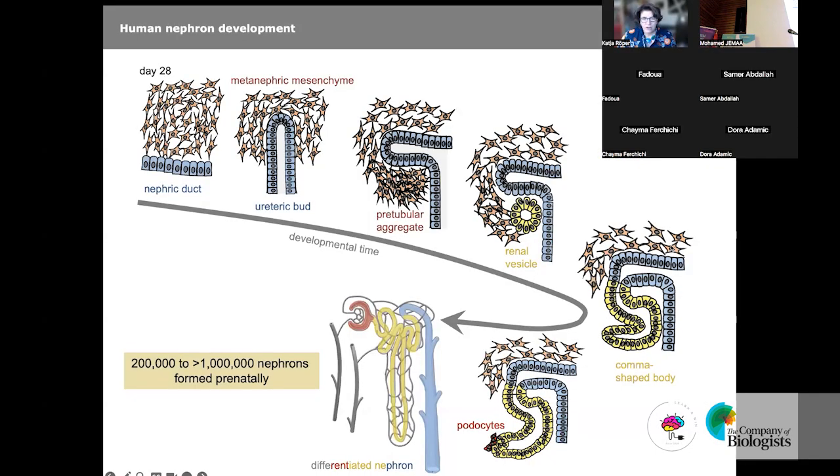Nephrons form the functional unit of the adult kidney, and they form in vivo through an interaction of the so-called ureteric bud, which buds off from an initial epithelium called the nephric duct. The ureteric bud invades a tissue called the metanephric mesenchyme, so mesenchymal unpolarized cells.